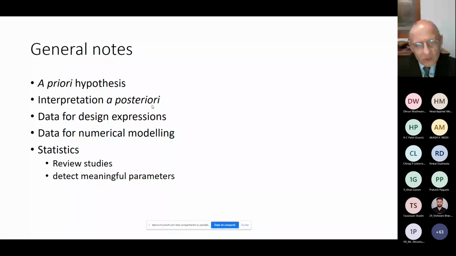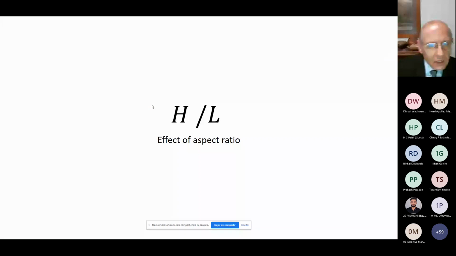So I just wanted to share with you these ideas of how we use experiments, and I will show you some examples of one of these different types in the next examples. I will start with a study that we developed many years ago. The idea was to identify what was the effect of aspect ratio of the masonry walls on the shear strength.